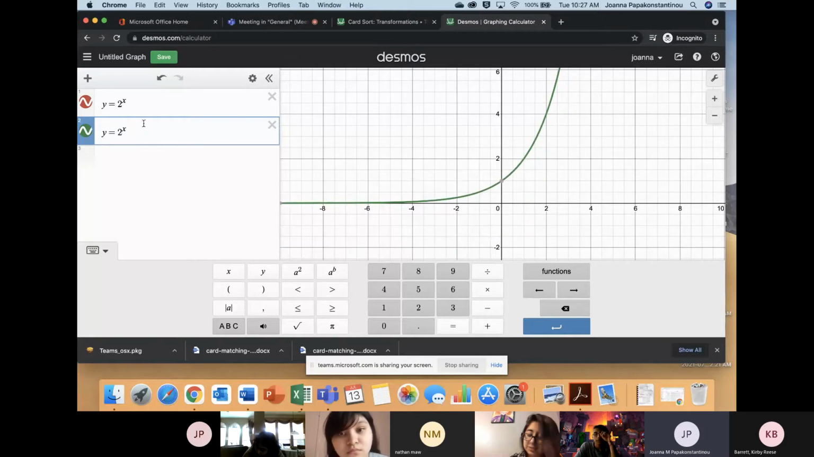So what do you think subtracting 5 from that X is going to do to this parent? Shift to the right. It is going to shift to the right.